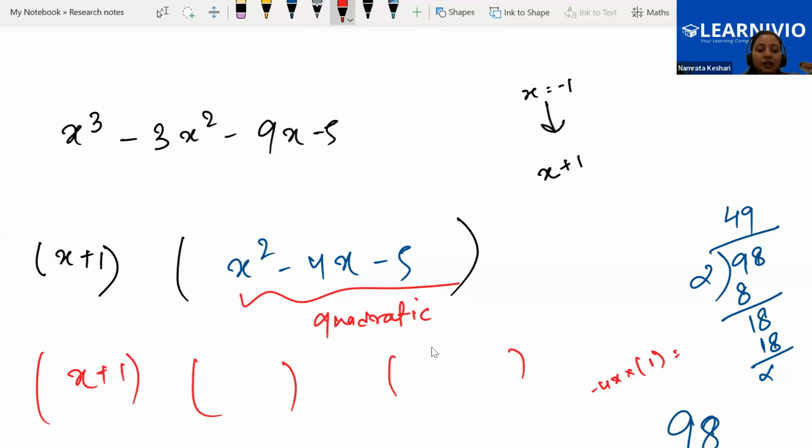So this is how we have to do the factorization of a cubic polynomial when pairing doesn't work, like when you are taking pair and pair and it is not working, then this is how we have to do it. Yes, it is difficult.